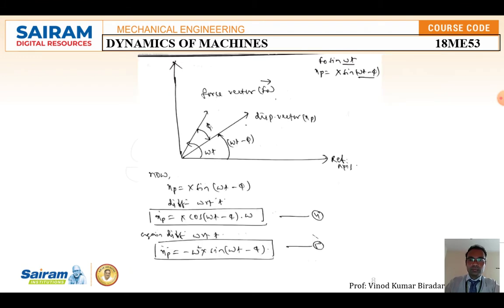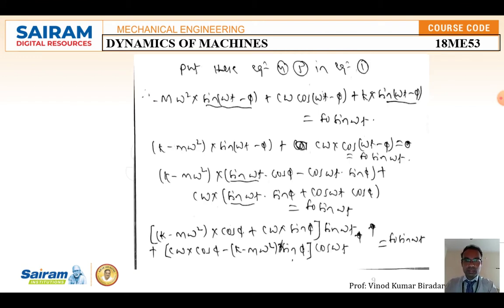If you take the common term, inside we have (k minus m omega squared) as it is, times X, not a multiplication sign, X is the maximum amplitude, sin(omega t minus phi), plus c omega X cos(omega t minus phi), is equal to F0 sin omega t. Both sides have sin(omega t minus phi), so take it common and you get this equation.